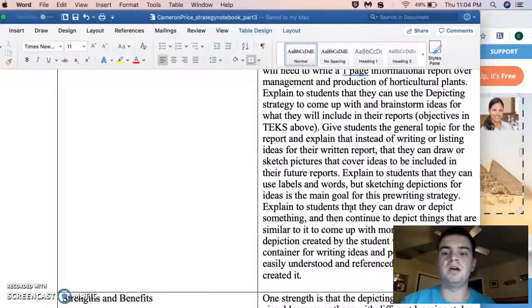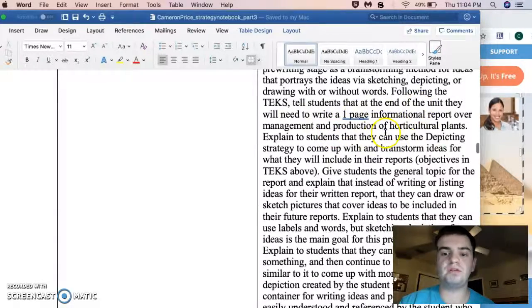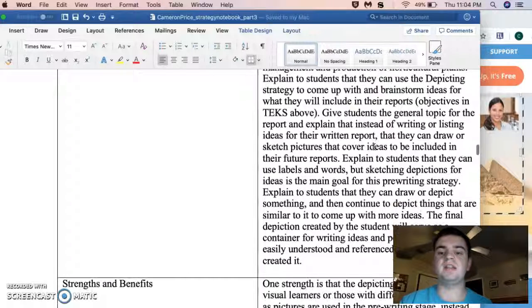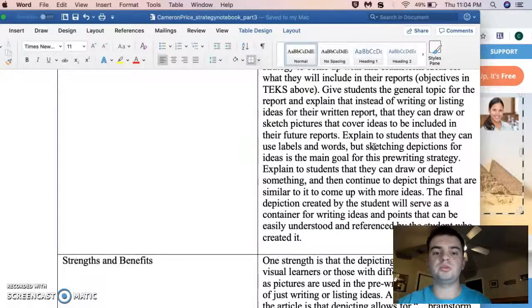And like I said, this isn't the actual draft over the management and production of horticultural plants, but this depicting strategy is just a brainstorming and drawing of different ideas that they'll use in that draft or report. Give them the general topic of the report, which would be the management of horticultural plants, and tell them that instead of writing or listing ideas or doing the cluster thing from strategy 1, they're going to draw or sketch pictures that cover ideas or different concepts or how they understand the objectives they have to cover over horticultural plant management and production.